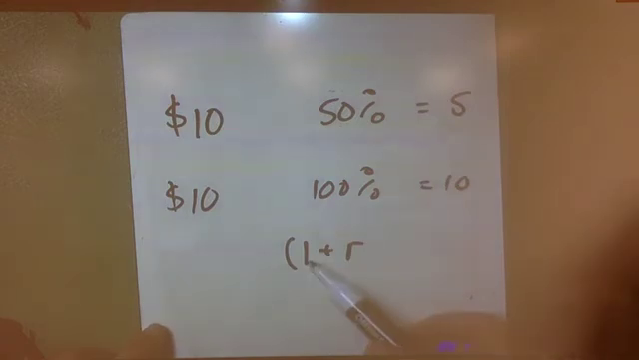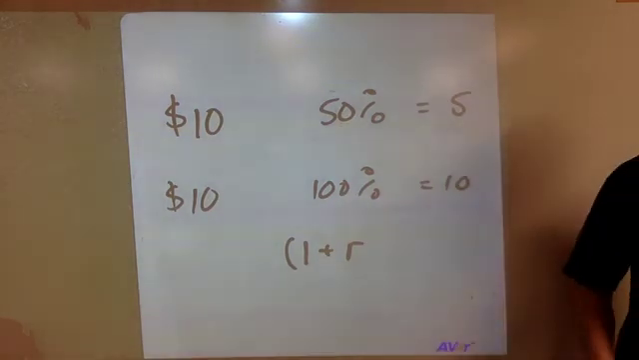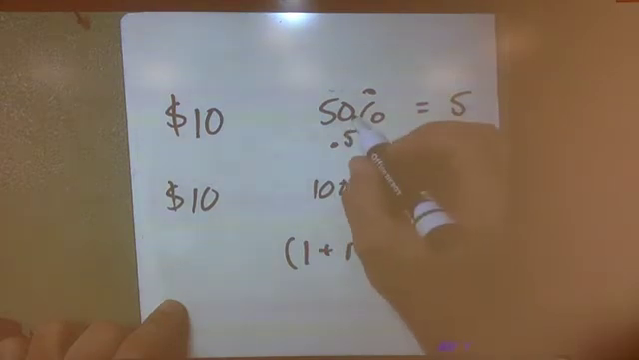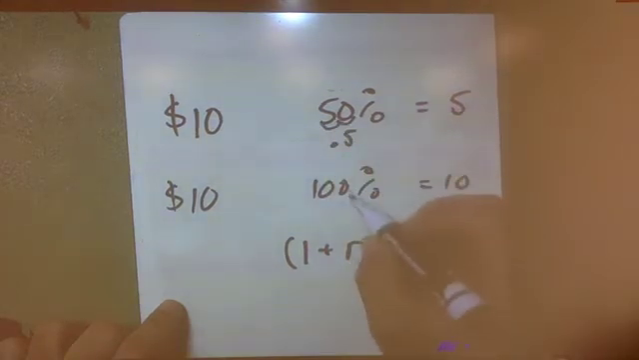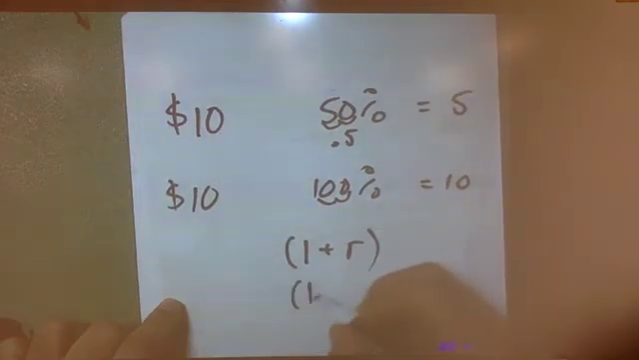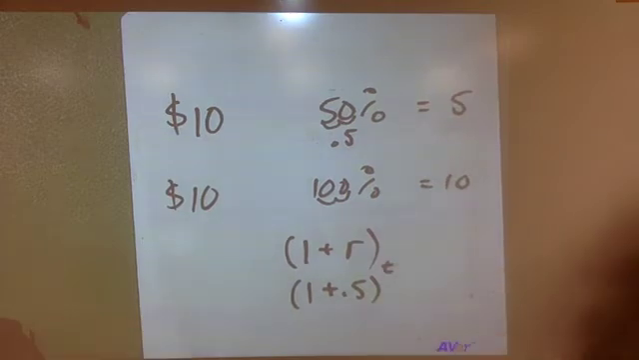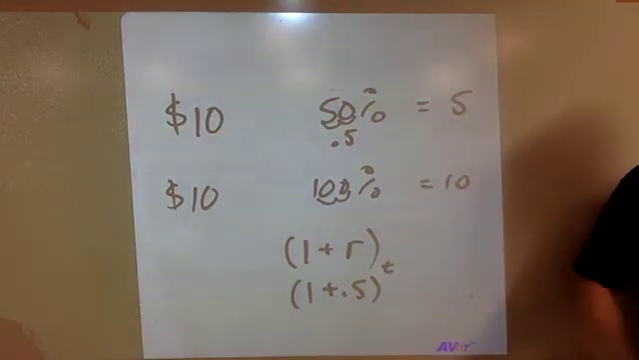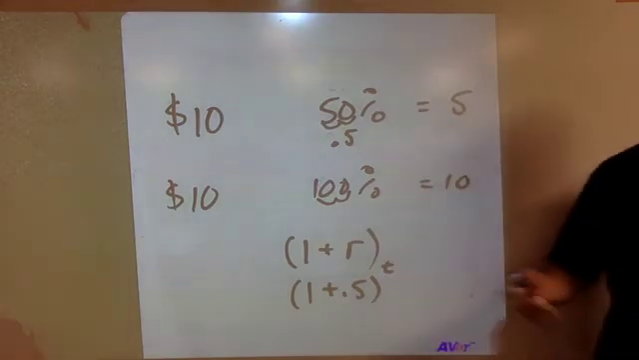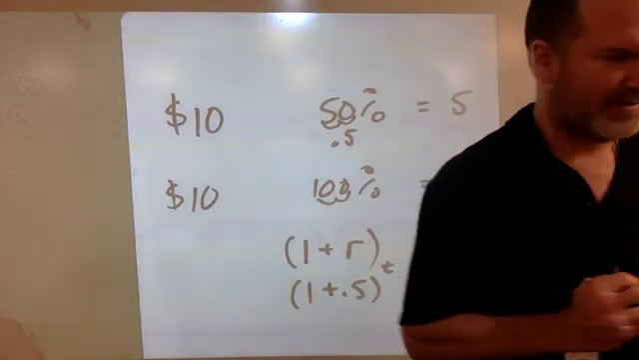All right, and why am I using a 1 instead of 100? Because these percentages are all going to be turned into decimals. So 50% is actually 0.5. You move the decimal twice. Remember when you turn a percentage into a decimal? So 100% is 1. So it would actually be 1 plus 0.5 raised to the t. So after 1 year, you'd be at $15. After 2 years, it'd be another half of 15. So that's where this really starts getting crazier.